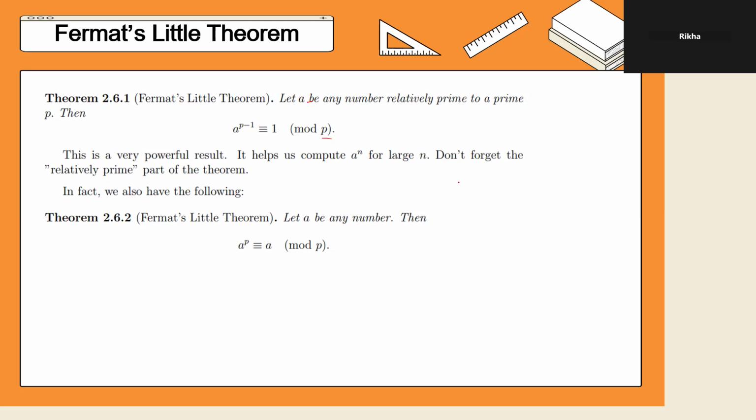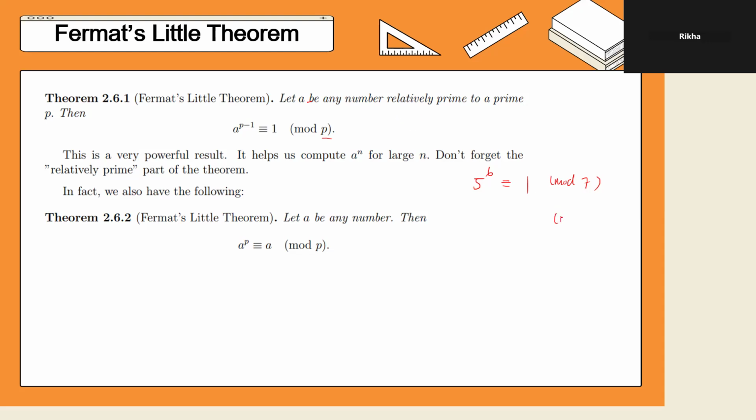Let's say, for example, we talk about modulo 7. We know that 5 and 7 are relatively prime. So I know for sure, based on this theorem, that 5 raised to 6, where 6 is 7 minus 1, is going to be congruent to 1 modulo 7. This is how we apply this theorem.